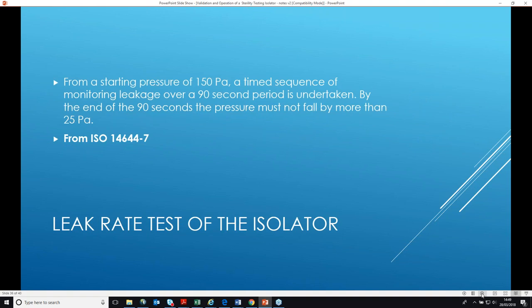It's also important to leak rate test an isolator. This is a test that either happens automatically before every cycle is run, or is something that needs to be done manually at periodic intervals. This is often from a high starting pressure, such as 50 pascals. Then there's a time sequence and monitoring, looking at the degree of leakage over a 90 second period of time. And the requirement in ISO 14644 part 7, which refers to isolators, is that going from 150 over 90 seconds, the pressure must not fall by more than 25 pascals in order for the test to pass.